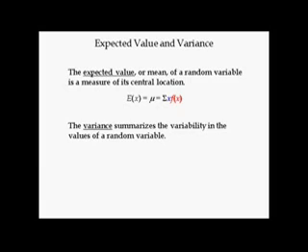The variance summarizes the variability in the values of random variable x. The variance of random variable x is denoted sigma squared. It is computed by first subtracting the mean from each value of x, squaring these deviations from the mean, and then multiplying each squared deviation by the probability, which is shown in red.